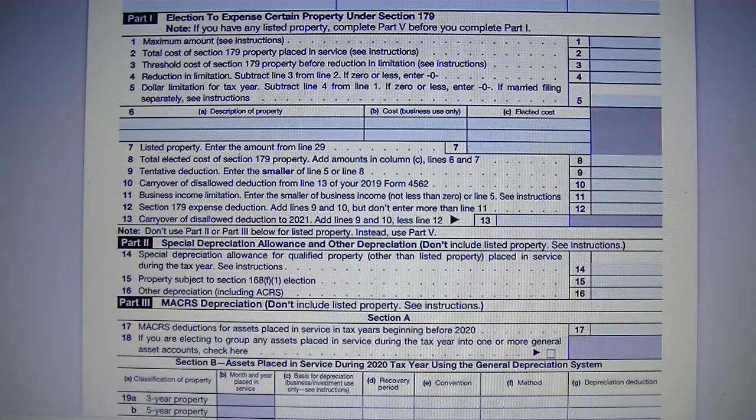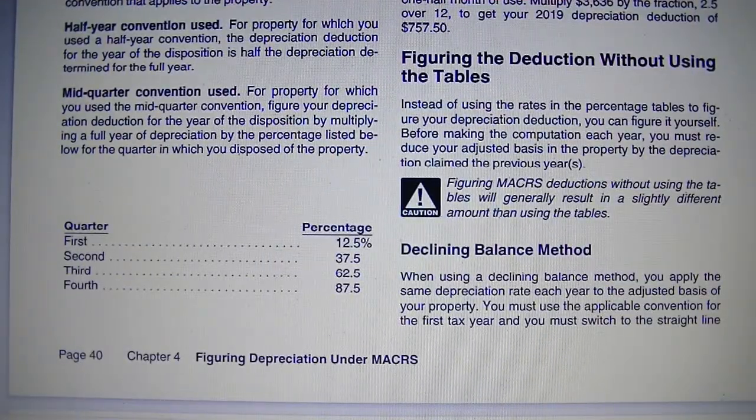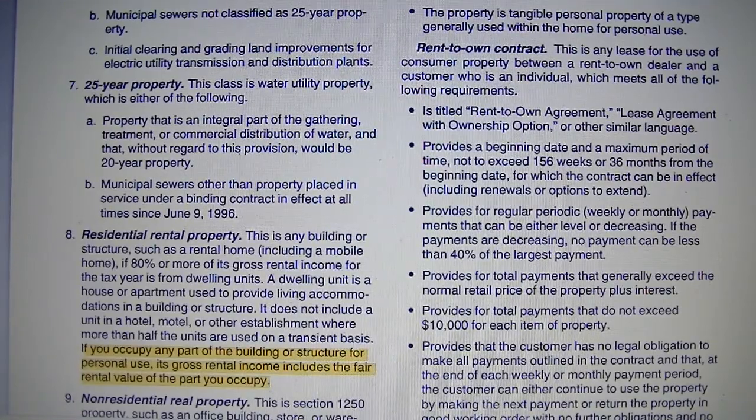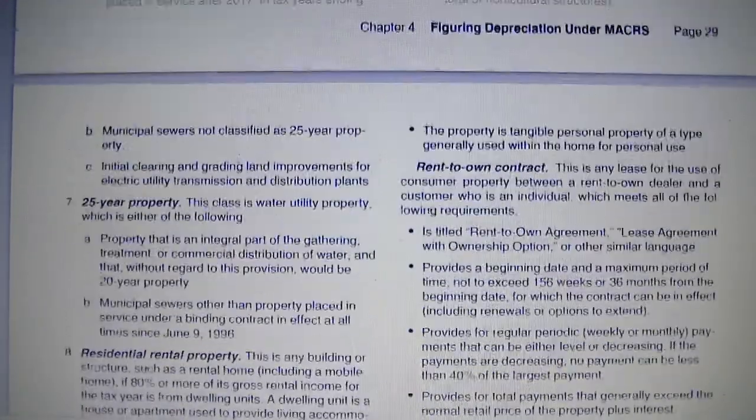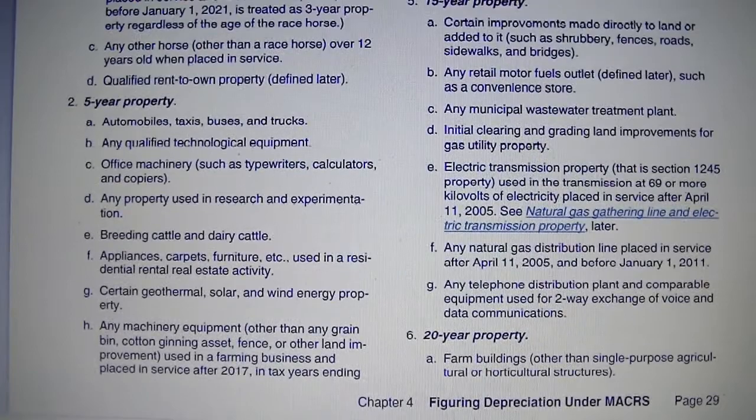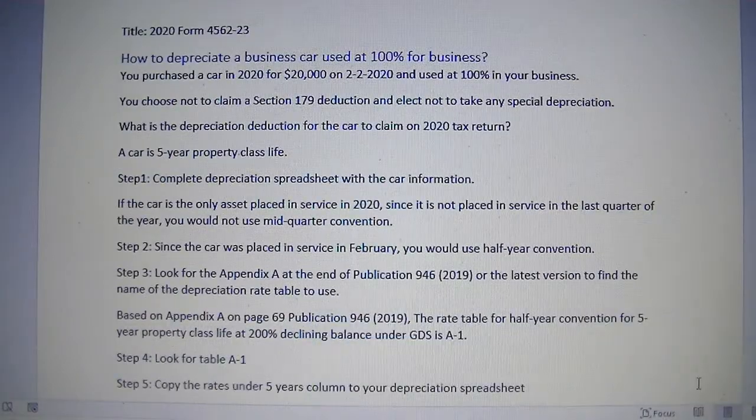Let's go to Publication 946, which you will find the link for on nenastop.com under free download. No email is required to access it. And you need Publication 946 to find the rates. So 5-year property: automobiles, cars, buses, trucks. Okay, so it is included in the 5-year property class.